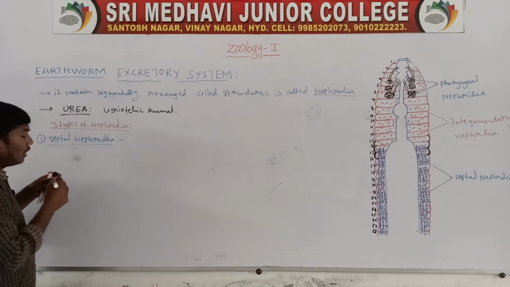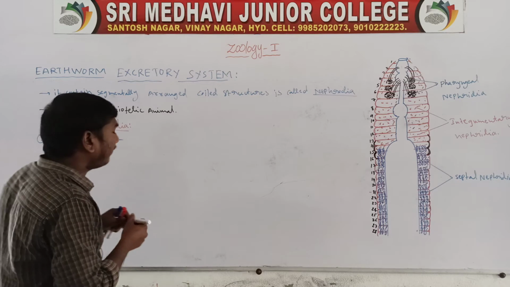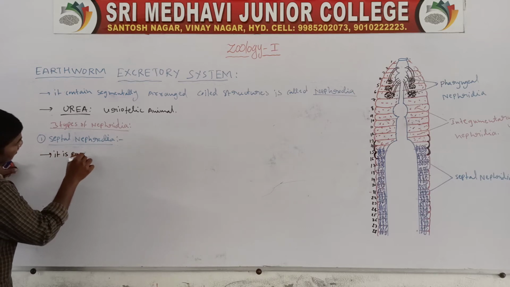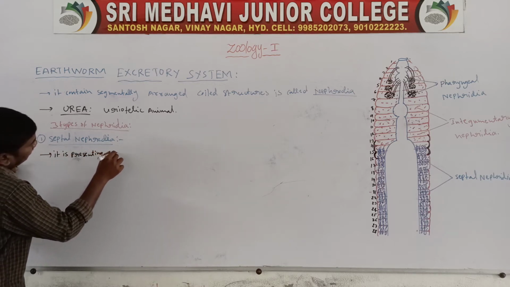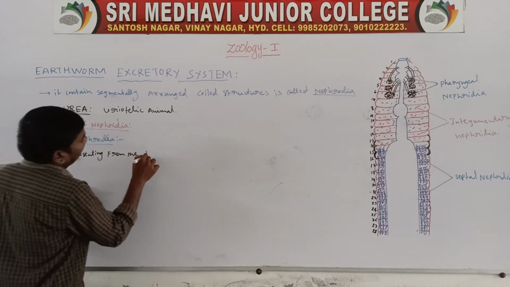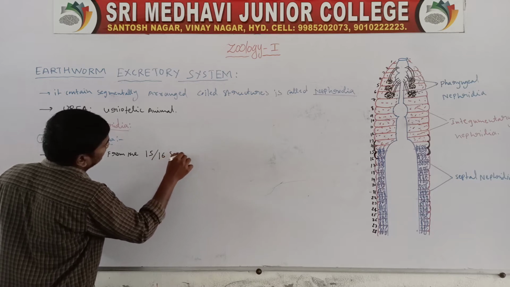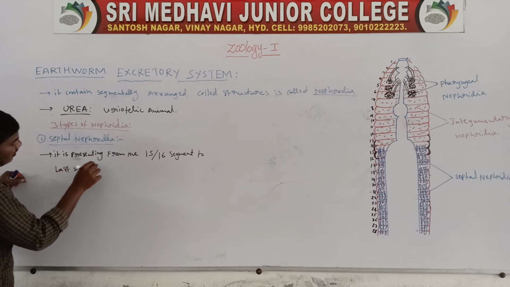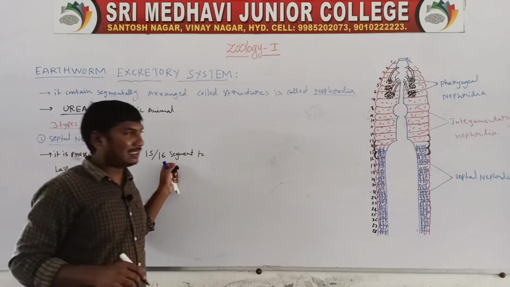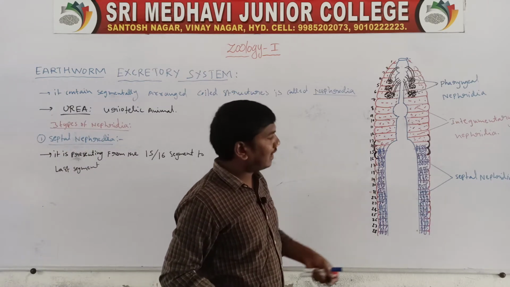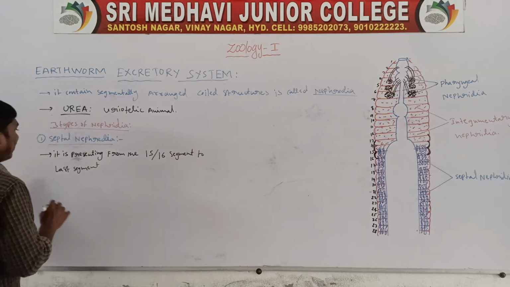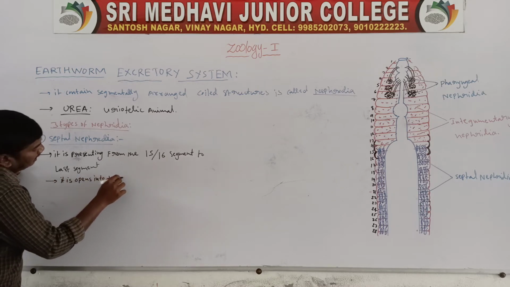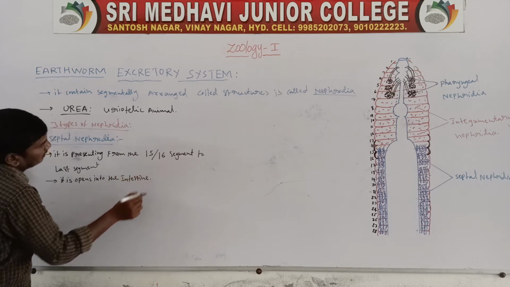First one, septal nephridia. This septal nephridia is present from the 15th by 16th segment to the last segment. It opens into the intestine.